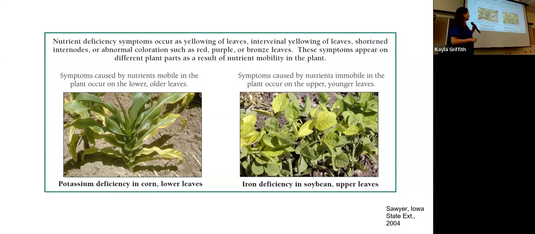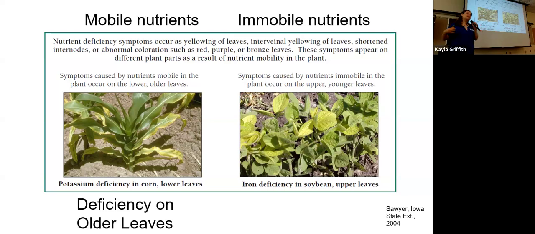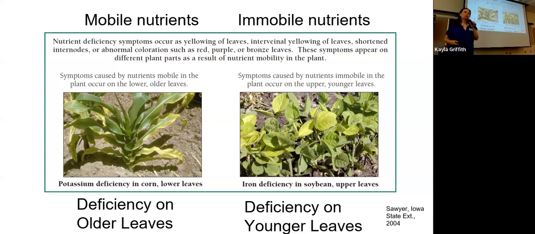The immobile nutrients, iron is an example of that. So even though the plant needs more iron for its new leaves, it can't physically remove it from where it stored it in its older leaves. So you see the iron deficiency symptoms on the new leaves because it's an immobile nutrient.